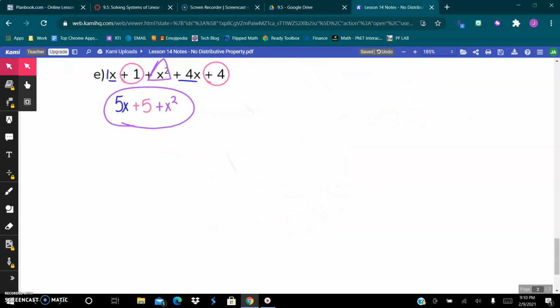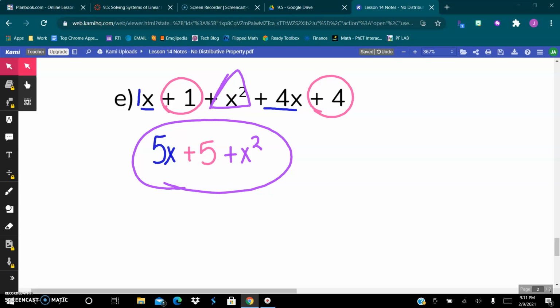I want you to notice how I underlined like terms, I circled like terms, and then I used triangles for like terms. That might be something that helps you out while you're doing your assignment. Also, you can see that I've used different colors. So if you have highlighters, if you're working on a piece of paper, you can use highlighters, or if you have different colored pens or colored pencils, that sort of thing, it might help you see the like terms a little bit better and be able to combine them a little bit.